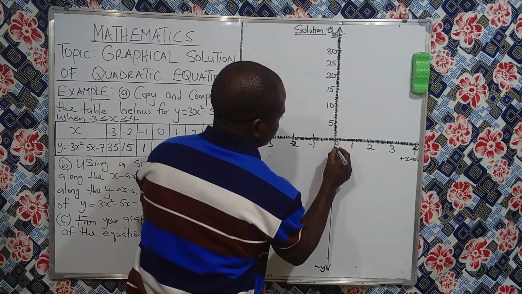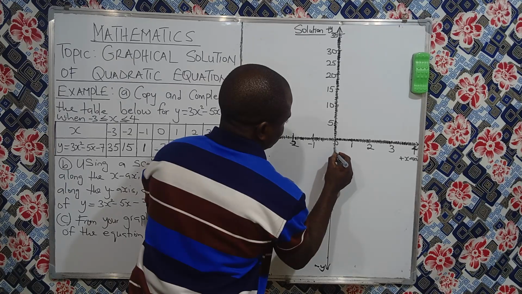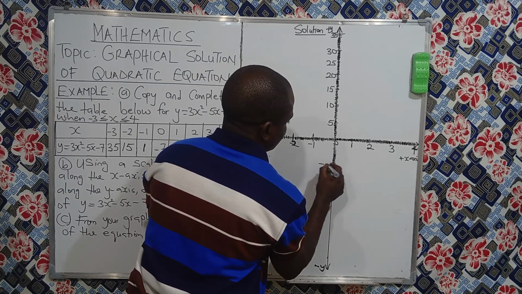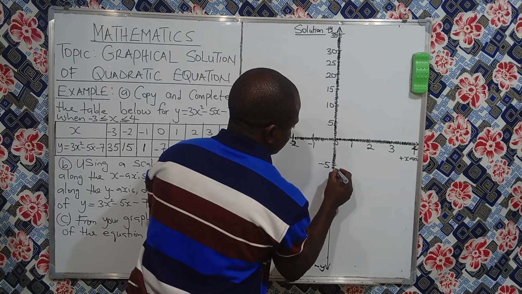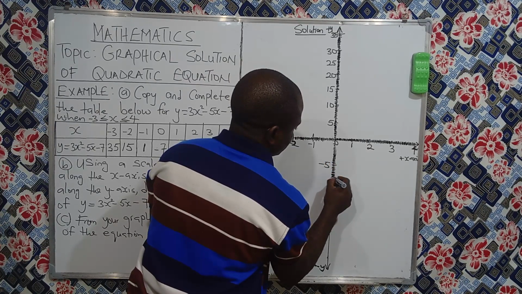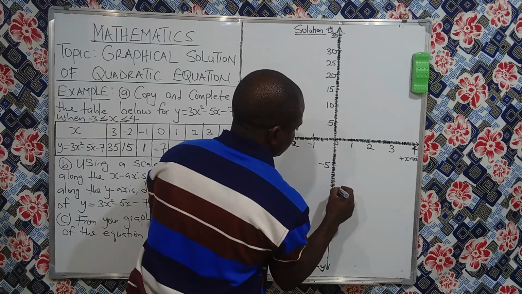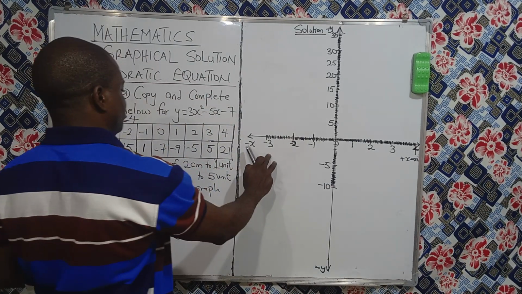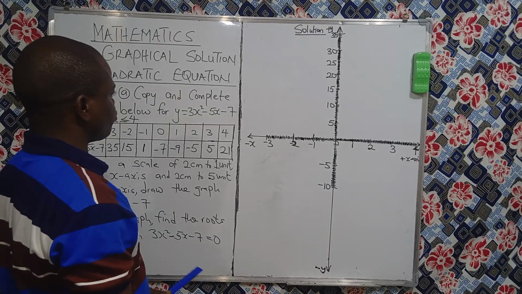Count it down also. 1 to 20, that's minus 5. 1 to 20, that's minus 10. However, the lowest is to be minus 9.